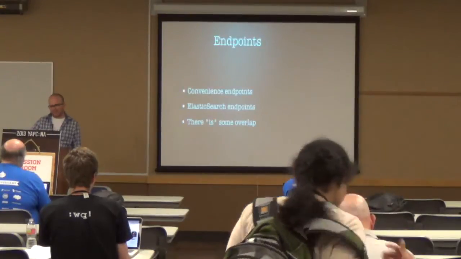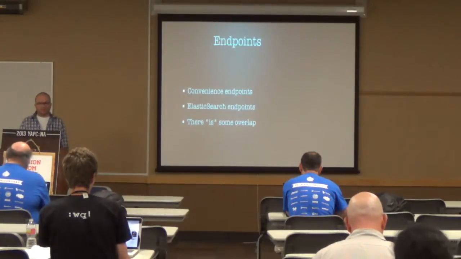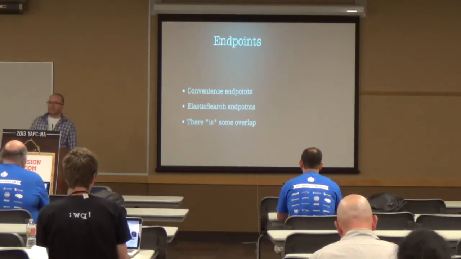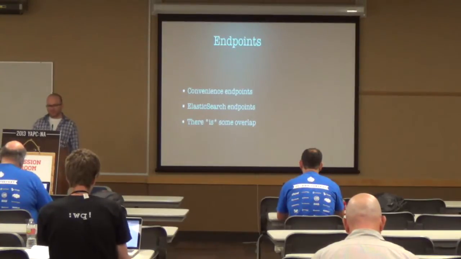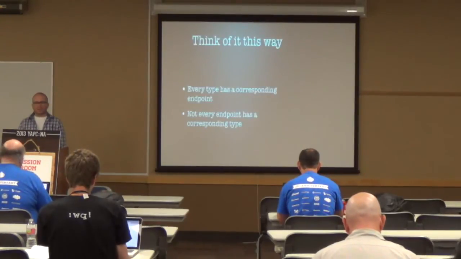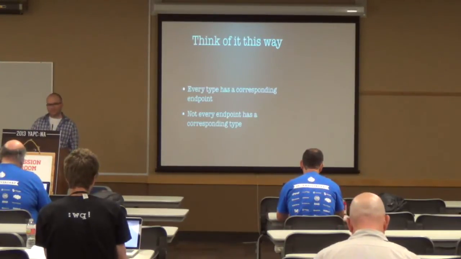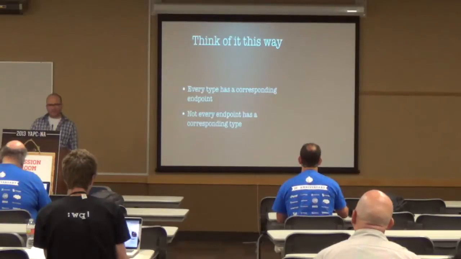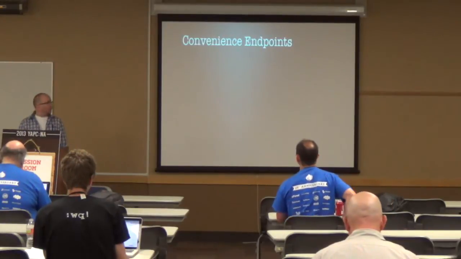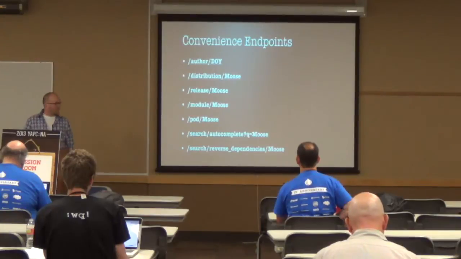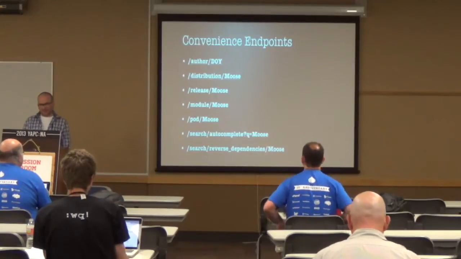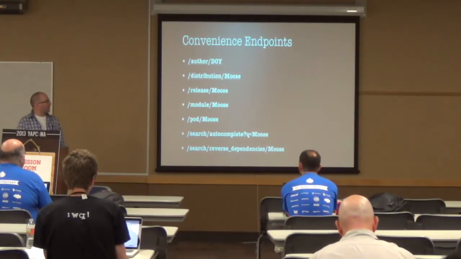We are adding new endpoints and stuff, but as far as endpoints go, we have two different kinds of endpoints, and this is actually an important distinction to make. We've got the convenience endpoints, and we've got the Elasticsearch endpoints, and there's a little bit of overlap between these. The way you can think of it is that every type, so every table, has a corresponding endpoint. You've got the author, the release, distribution, favorites, this sort of thing. But not every endpoint has a corresponding type. We'll get to that in a minute. So we'll start with the convenience endpoints. Elasticsearch does have an API that you can send GET requests to. It doesn't look quite like this, though.